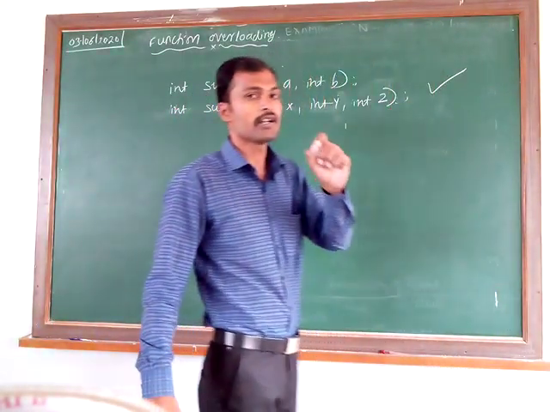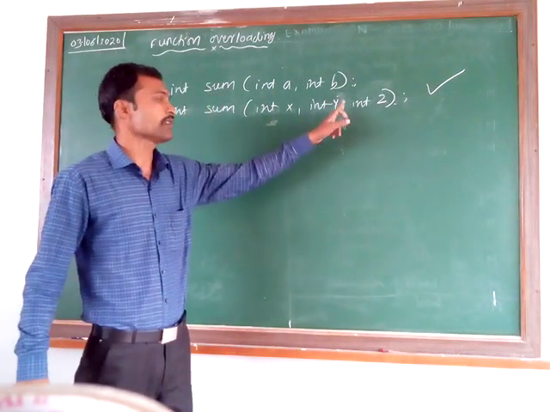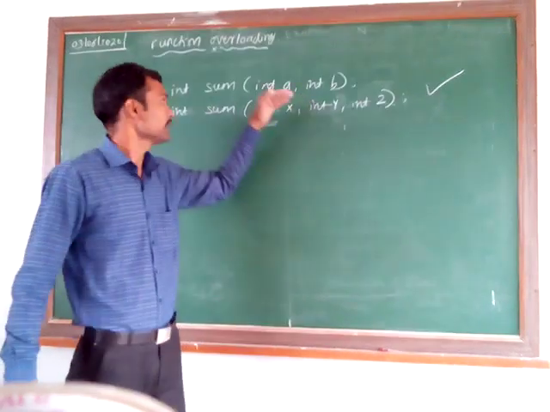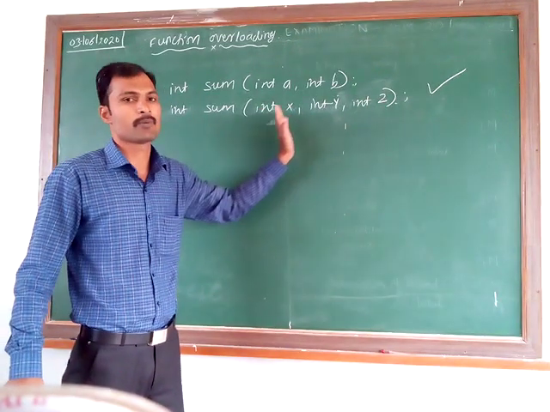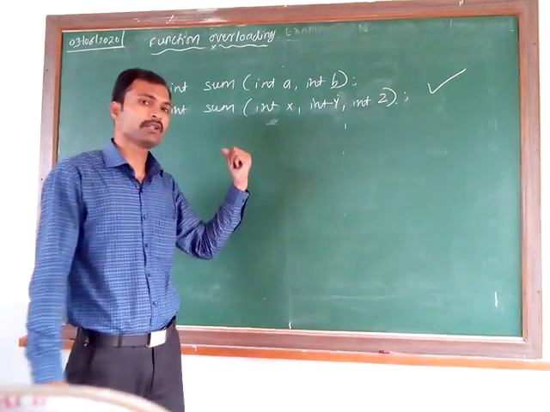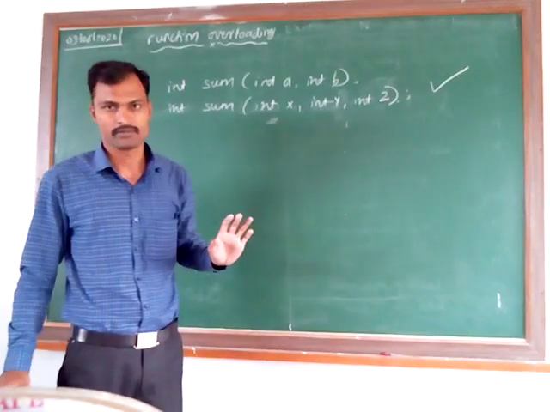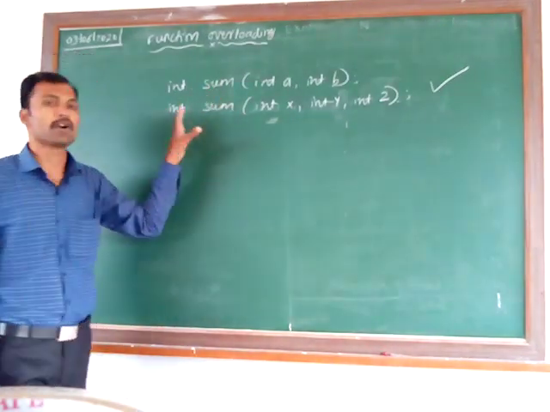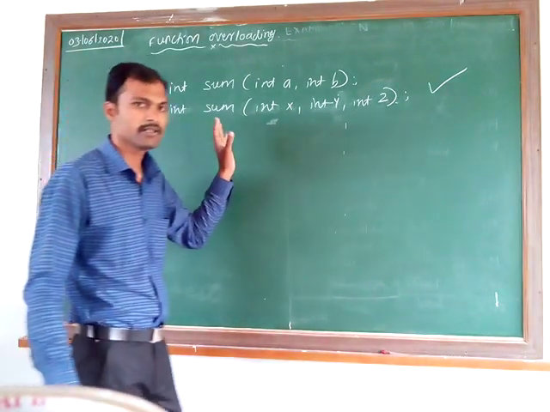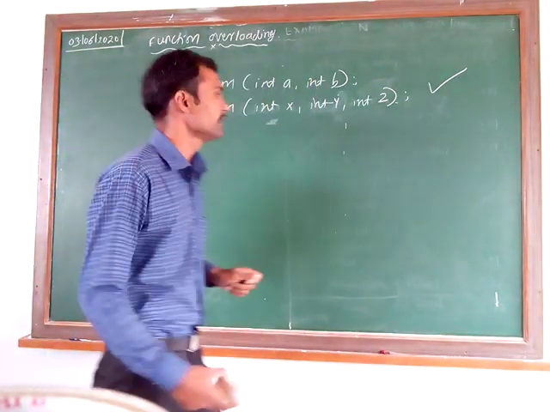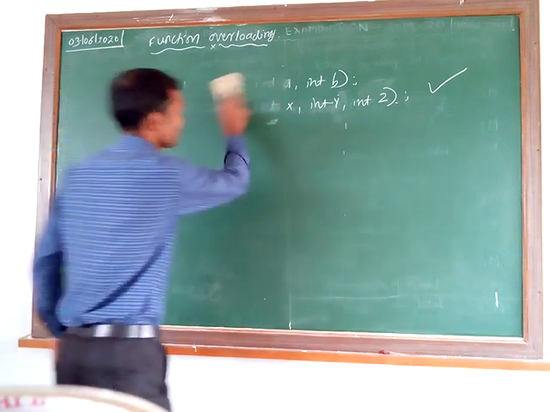At least one condition should be satisfied: number of arguments or type of arguments. Here the types of arguments are the same, but the number of arguments is different. In the previous example, the number of arguments was the same, but the types of arguments were different. So this is called function overloading. Let us see, I will write a program here.